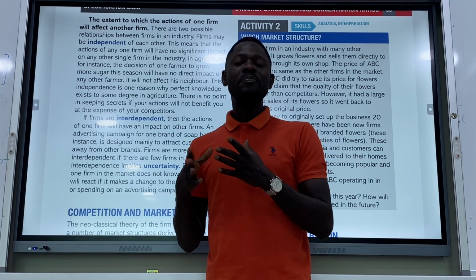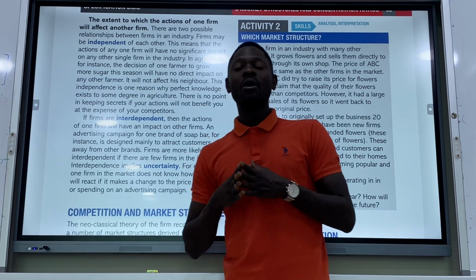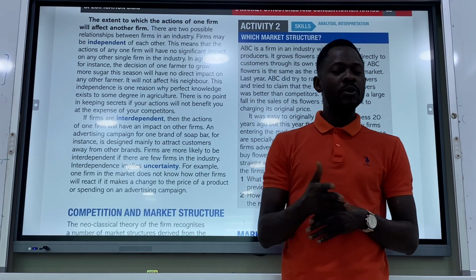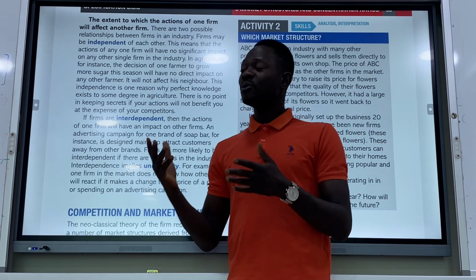So this can also be part of the features or characteristics of a market that makes it a monopoly, that makes it an oligopoly, that makes it monopolistic. So these are all features of market structure.